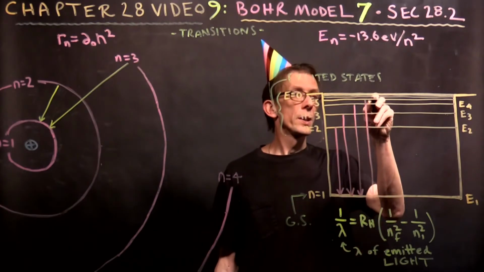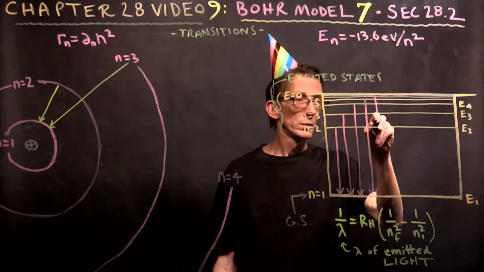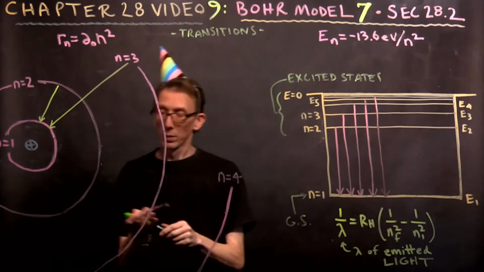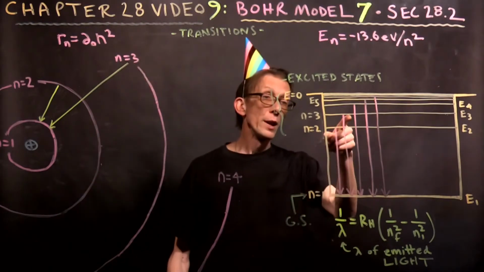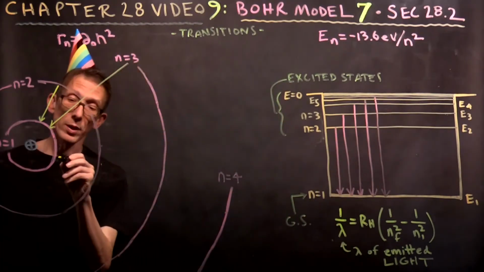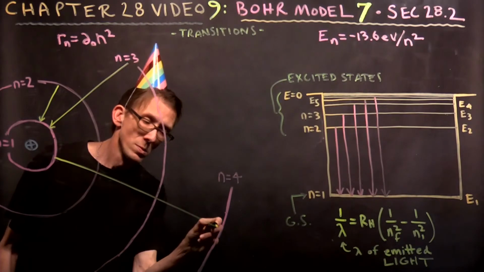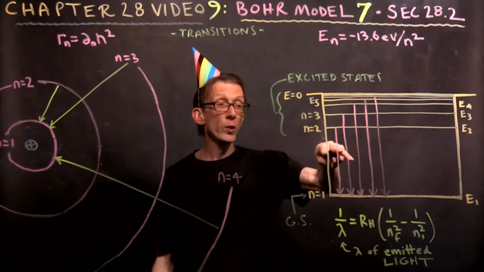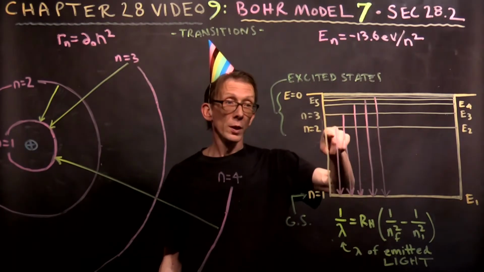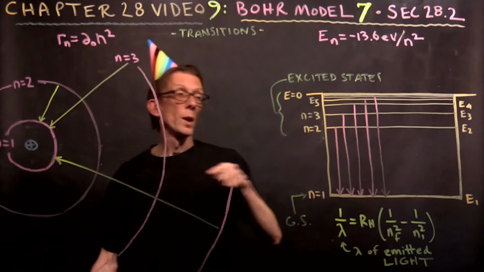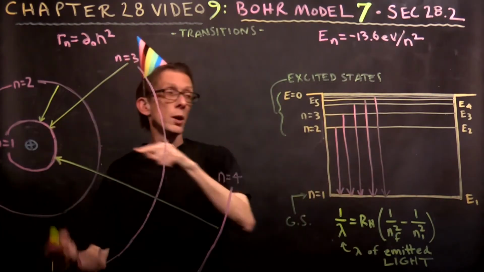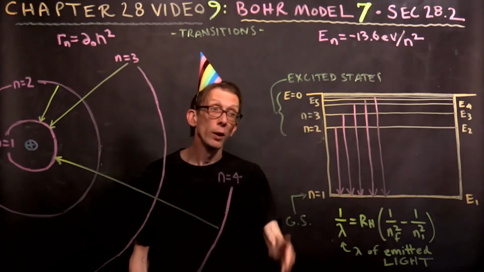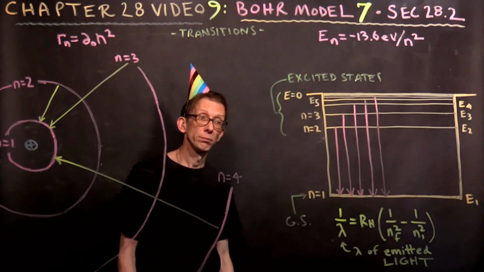I'm going to go all the way up to E6. The third line, from n equals 4 to n equals 1, is this transition right there. So the first three arrows here: 2 to 1 is right here, 3 to 1 is right here, 4 to 1 is right there, and I don't have any more in this picture because I don't go out beyond 4. I go up to 6 in this one.